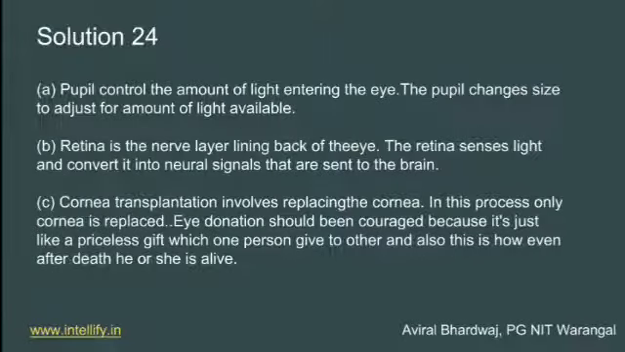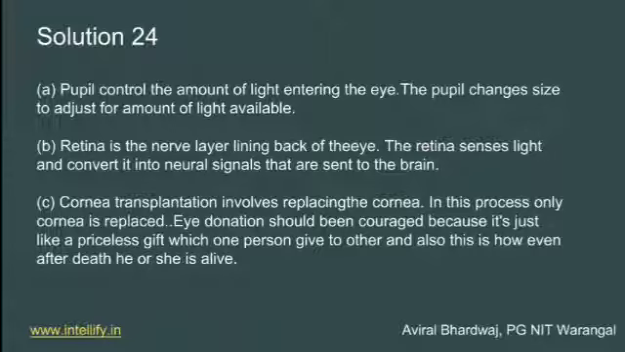So the answer: first is the pupil. The pupil controls the amount of light entering the eye. The pupil changes size to adjust the amount of light. It is in the upper part of the eye and manages the light coming in. Second is the retina. The retina is a nerve layer lining the back of the eye. The retina senses light and converts it into neural signals that are sent to the brain.